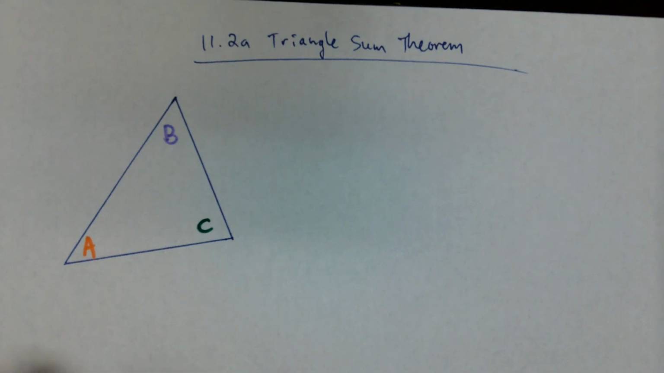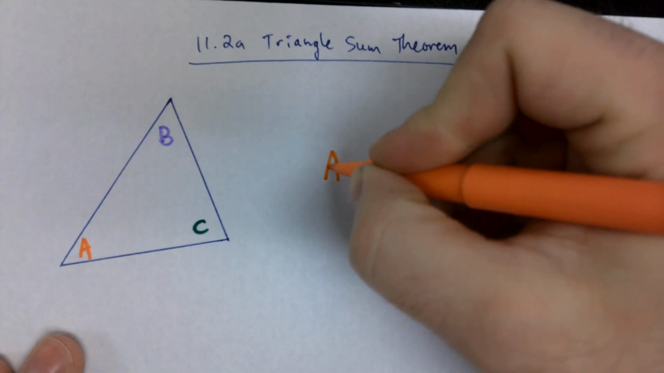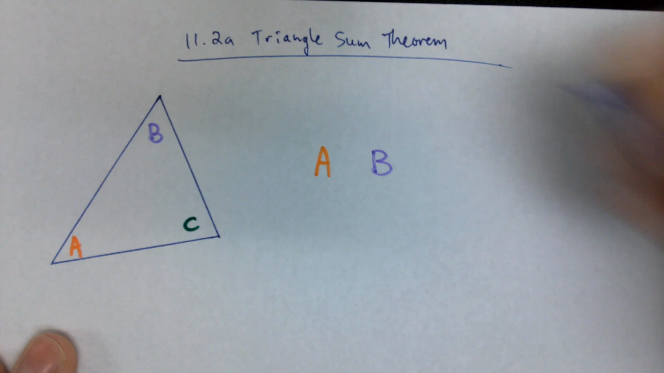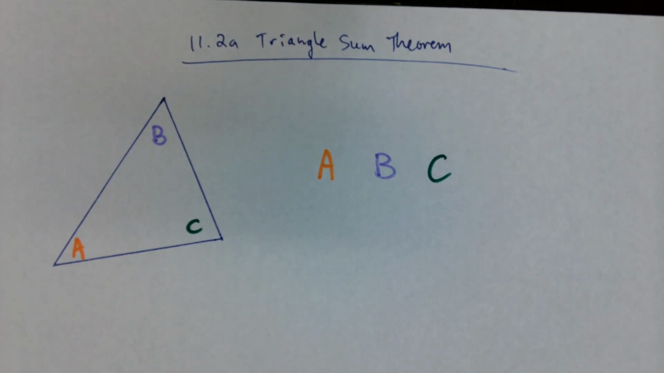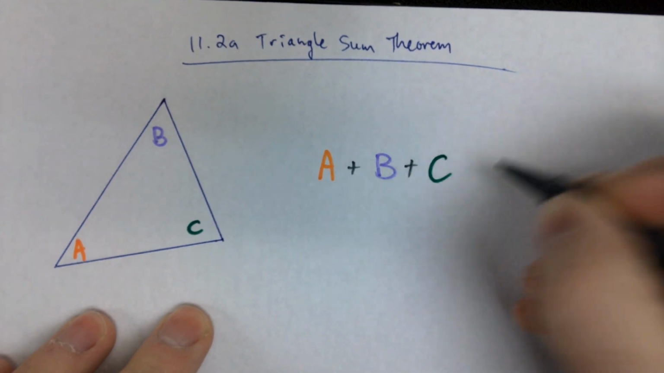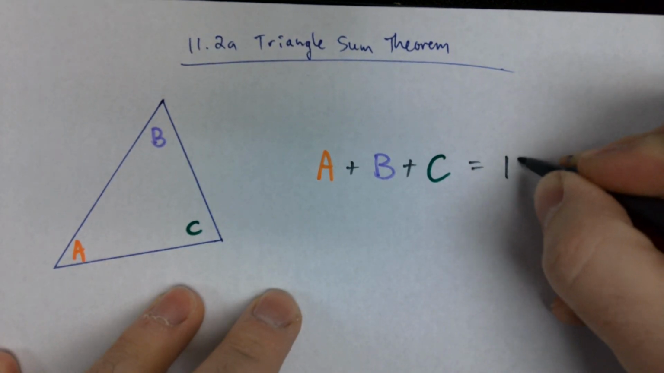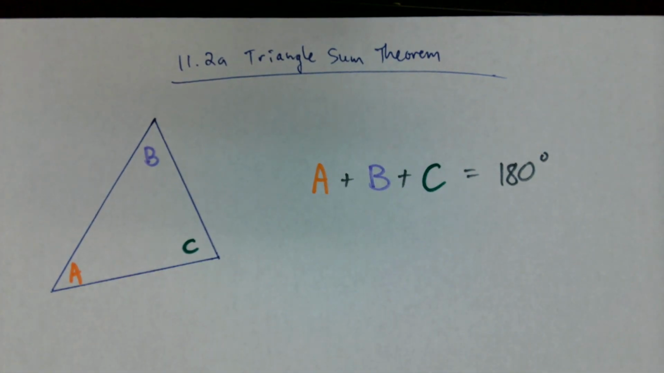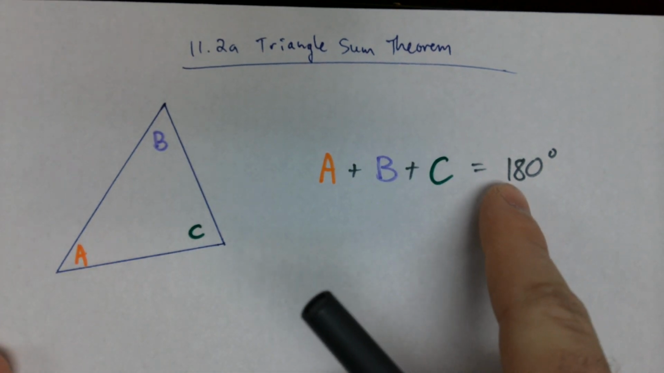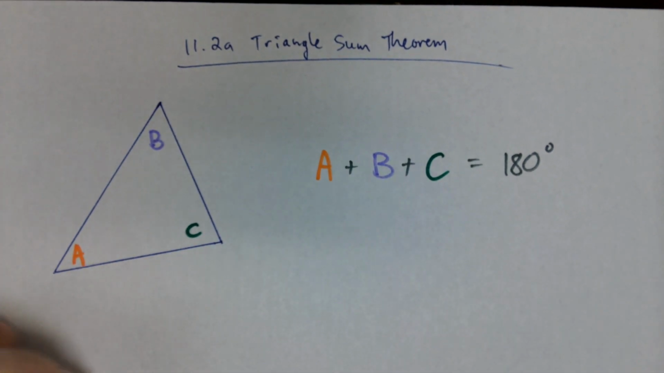All the triangle sum theorem states basically is that A plus B plus C, if we add all three of those angles together, it's going to equal 180 degrees every single time. Doesn't matter if we have a scalene triangle, an isosceles triangle, a right triangle, doesn't matter. It's going to equal 180 when we add all three angles together.